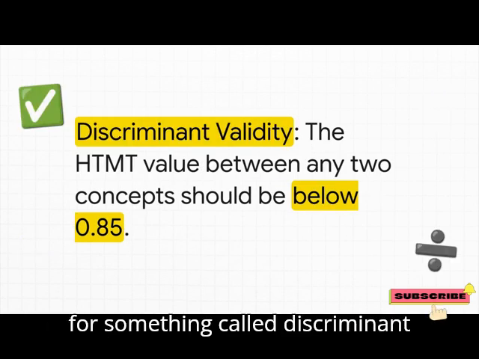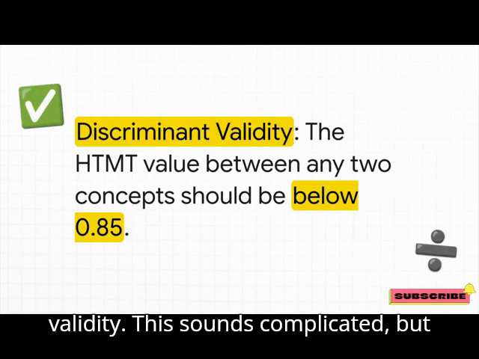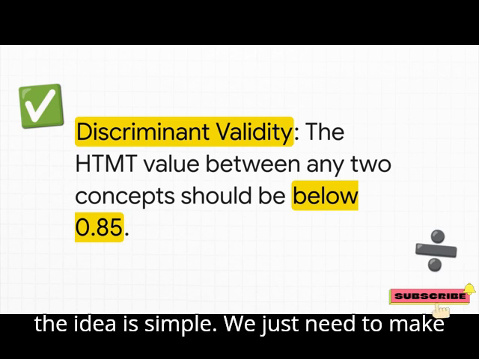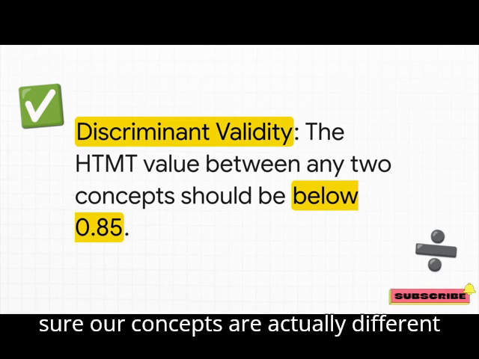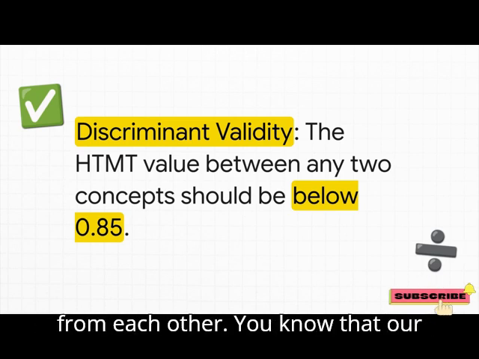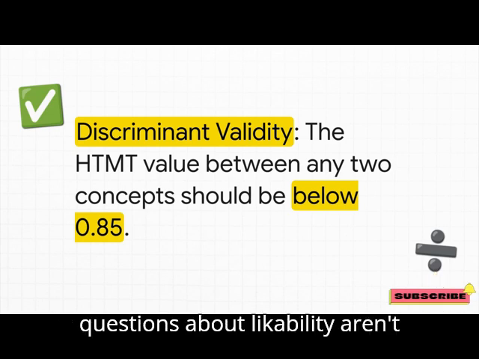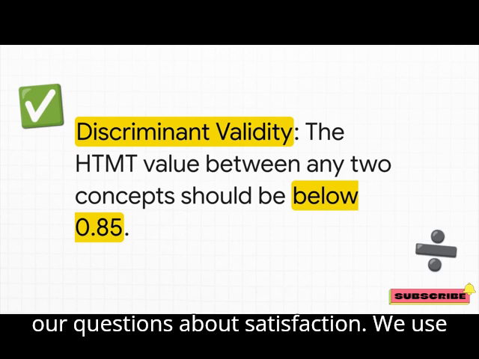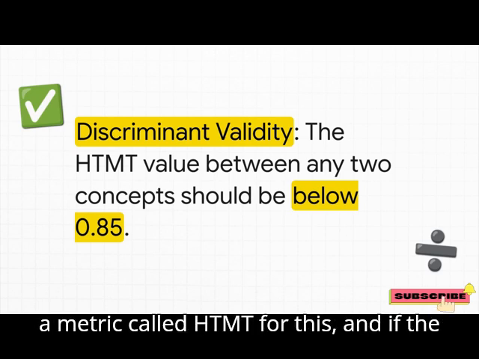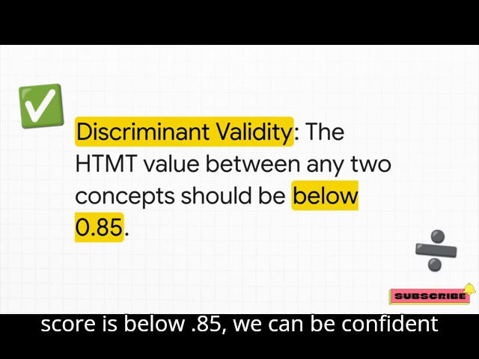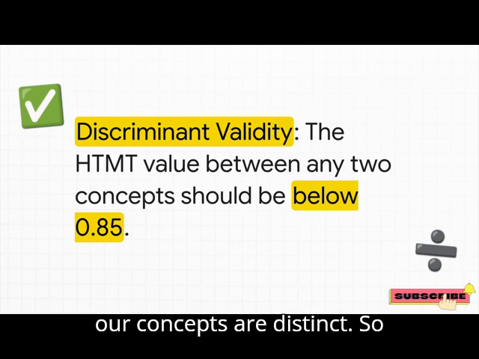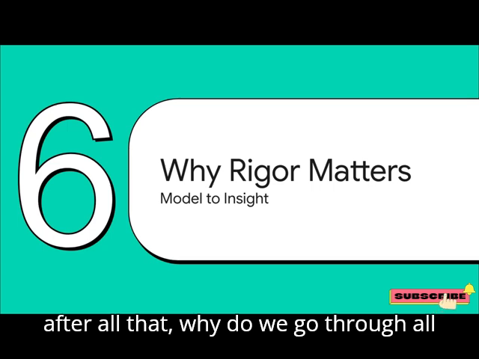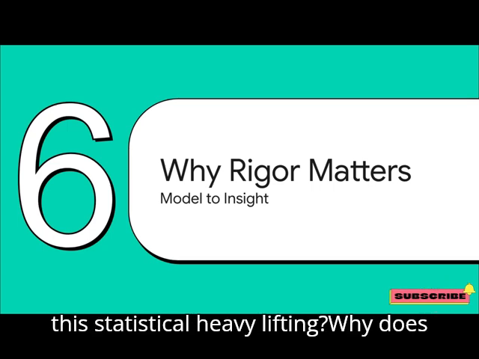Next up, we check for something called discriminant validity. This sounds complicated, but the idea is simple. We just need to make sure our concepts are actually different from each other. You know, that our questions about likability aren't accidentally measuring the same thing as our questions about satisfaction. We use a metric called HTMT for this, and if the score is below 0.85, we can be confident our concepts are distinct.